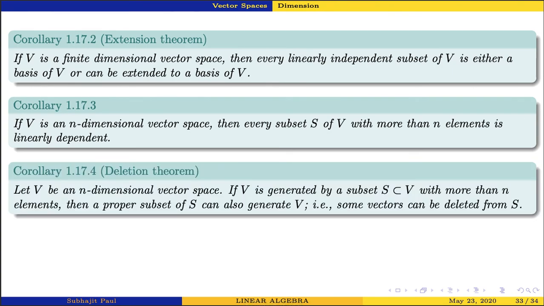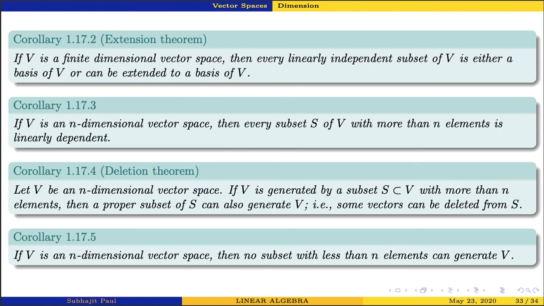Next, the deletion theorem as a corollary. Let V be an n-dimensional vector space. If V is generated by a subset S which has more than n elements, then a proper subset of S can also generate V, because some vectors can be deleted from S, since S will not be a basis. More than n elements means it is not a basis. That means a proper subset of S can also generate V. That is the deletion theorem. And last, if V is an n-dimensional vector space, then no subset with fewer than n elements can generate V.